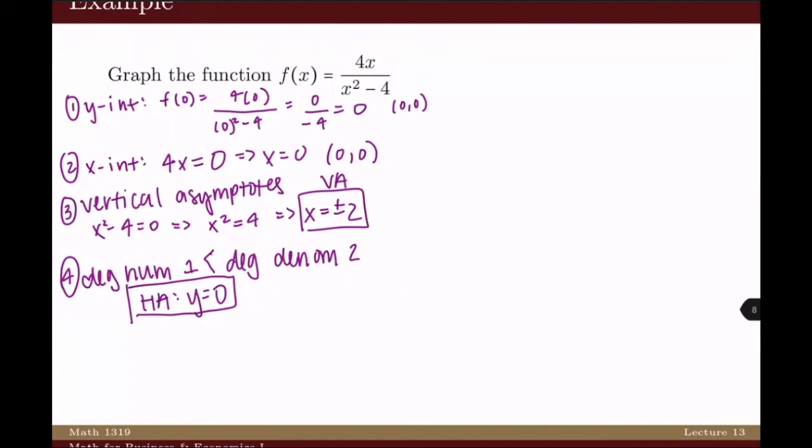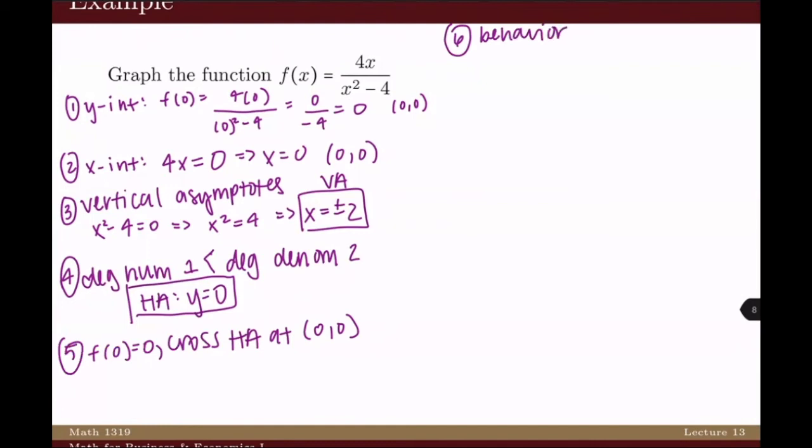Lastly, we want to determine the behavior of our graph. So what you can do is plug in points on the number line and see if f is positive or negative and stuff like that. So here we're going to plug in x is -2, x is 0, and x is 2, since these are our vertical asymptotes, and this is our horizontal asymptote where we cross it.